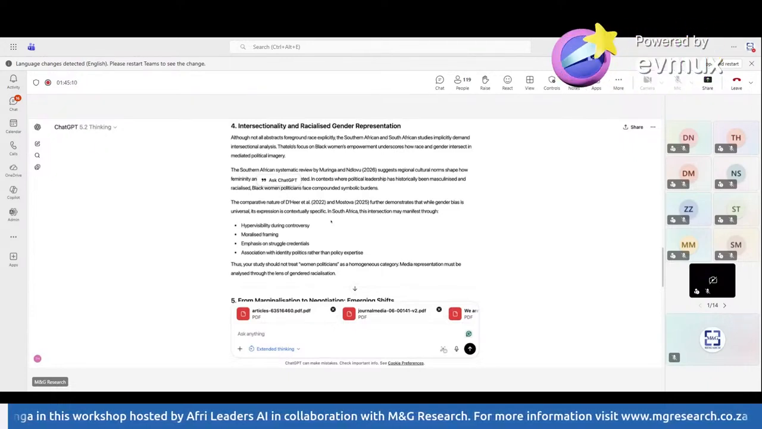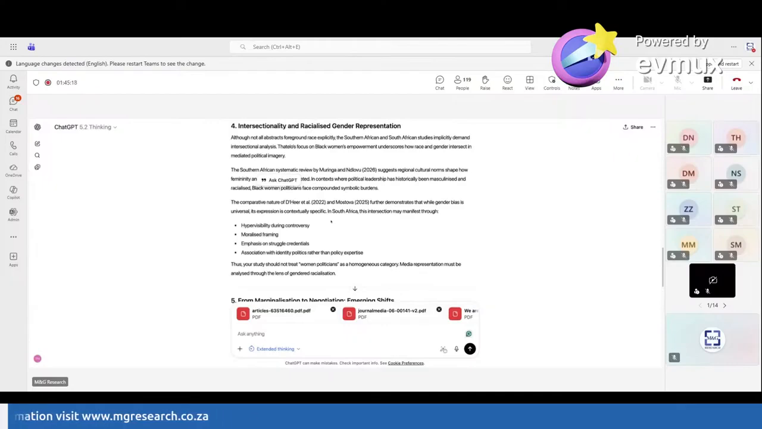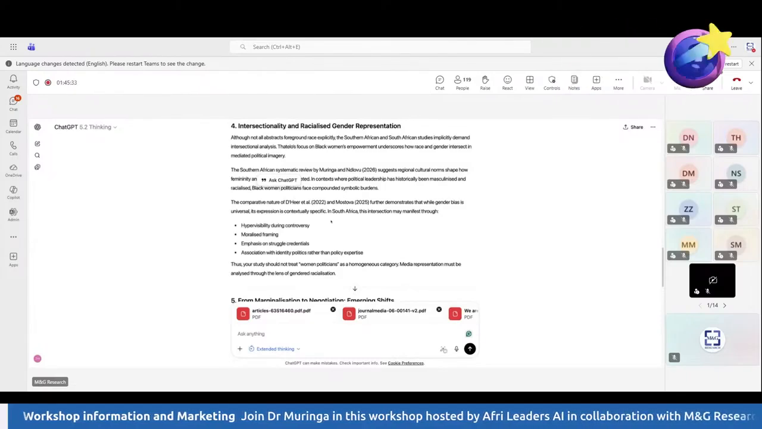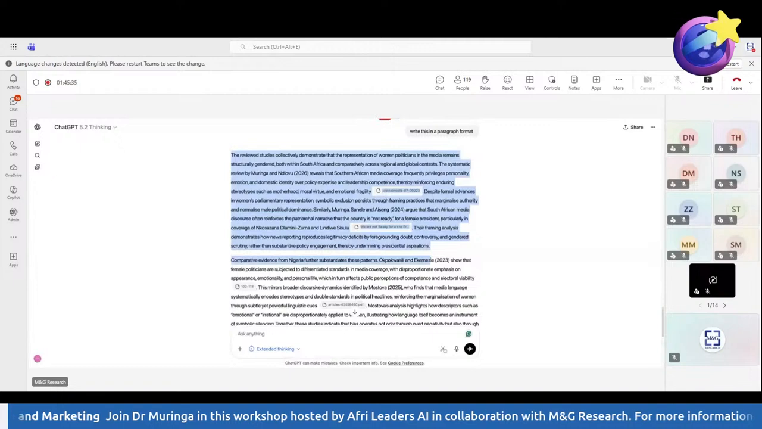So our outcome here says the reviewed studies collectively demonstrate that the presentation of women politicians in South Africa is structural, then the systematic review by Moringa, despite several advancements, then another Moringa, and comparative evidence, right? In as much as this looks good, this is still a descriptive literature review. It is not well synthesized, right?